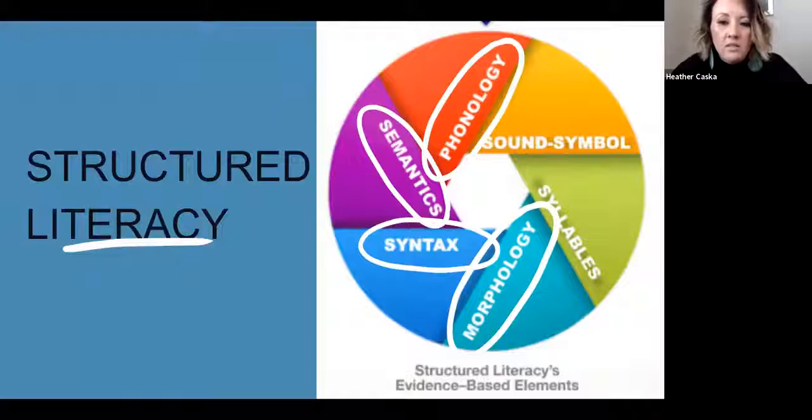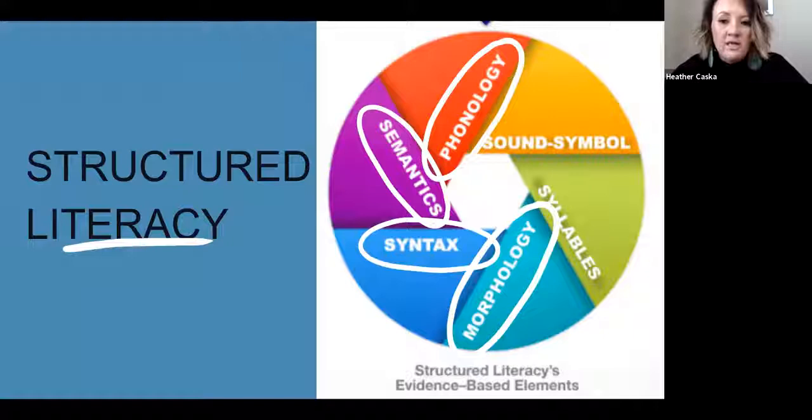So here, if you look at those elements of structured literacy for intervention for these students, I've highlighted specifically those four language domains that we talked about at the beginning that fall under our expertise: language, phonology, semantics, syntax, morphology.